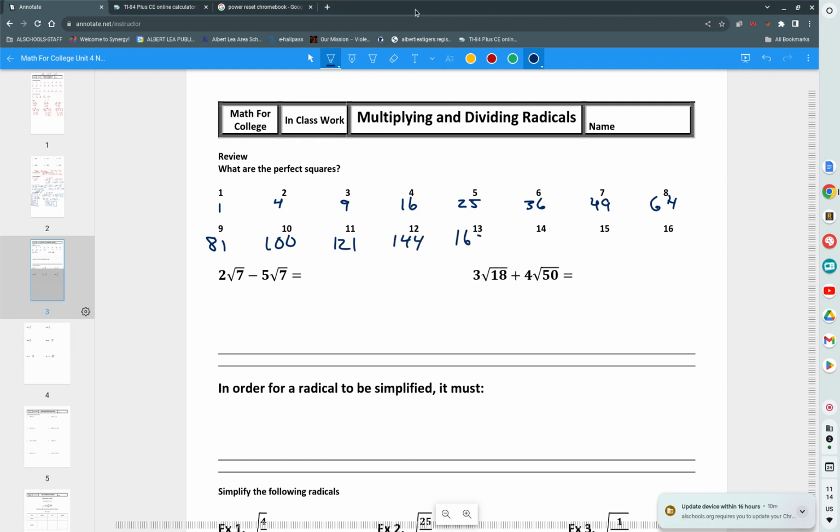169. 196. 225. And 256. Okay? So, there's our perfect squares. I'm going to give you that list on the test, but you have to know how to make use of them. You have to know how to multiply and divide with them.